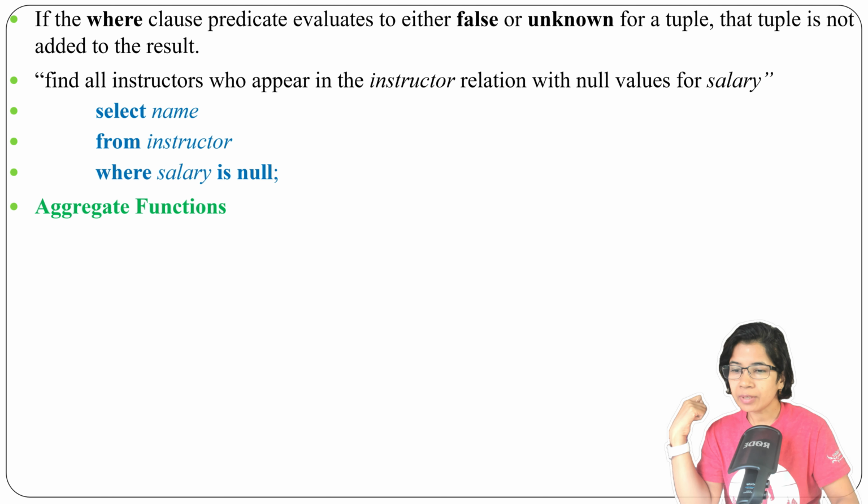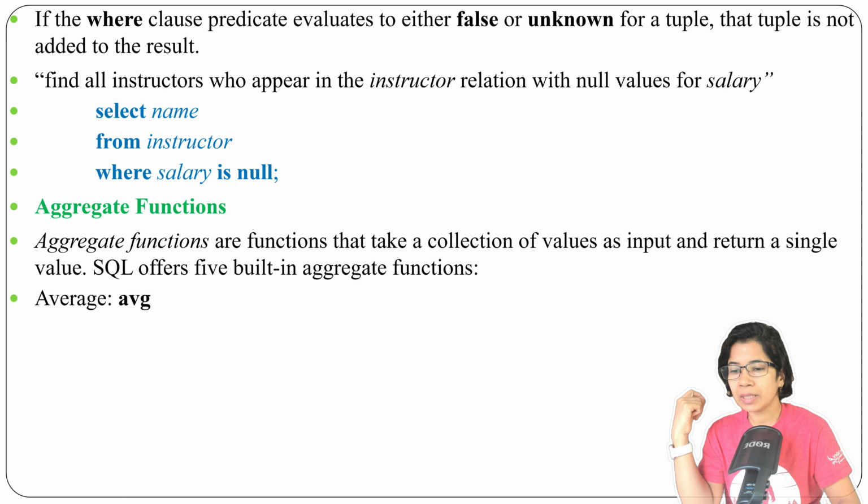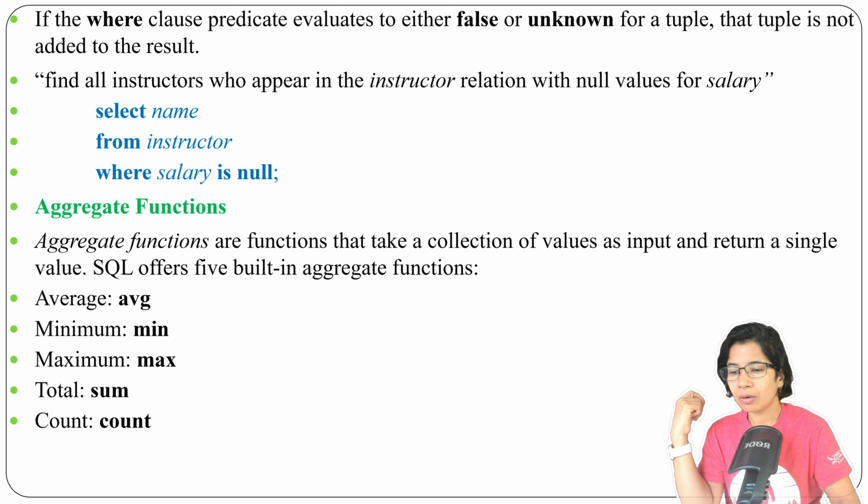In today's lecture I will discuss aggregate functions. Aggregate functions take a collective value and give a single value. In SQL there are 5 built-in aggregate functions. These are average, minimum, maximum, total, or you can say sum, and count. Only sum and average take numeric values, whereas min, max and count can take non-numeric values.